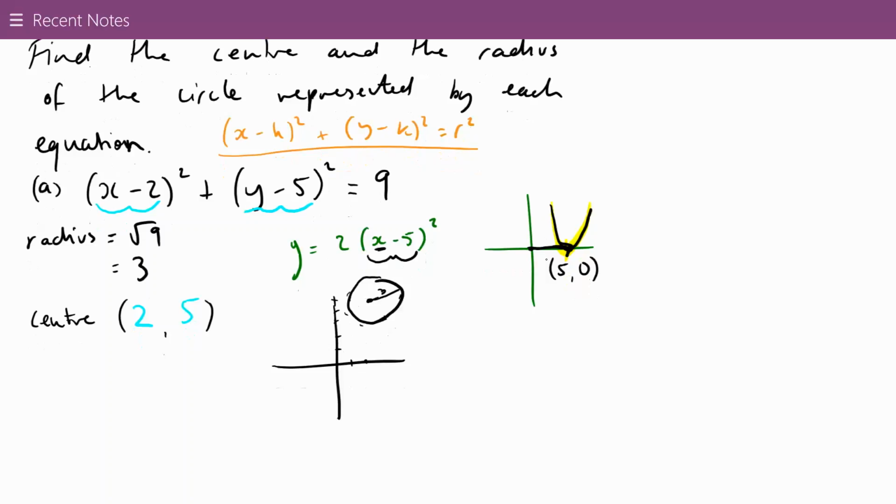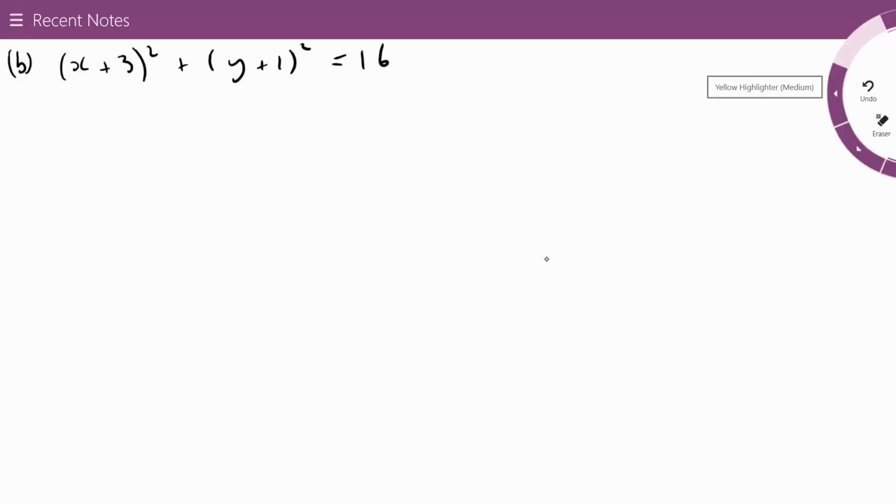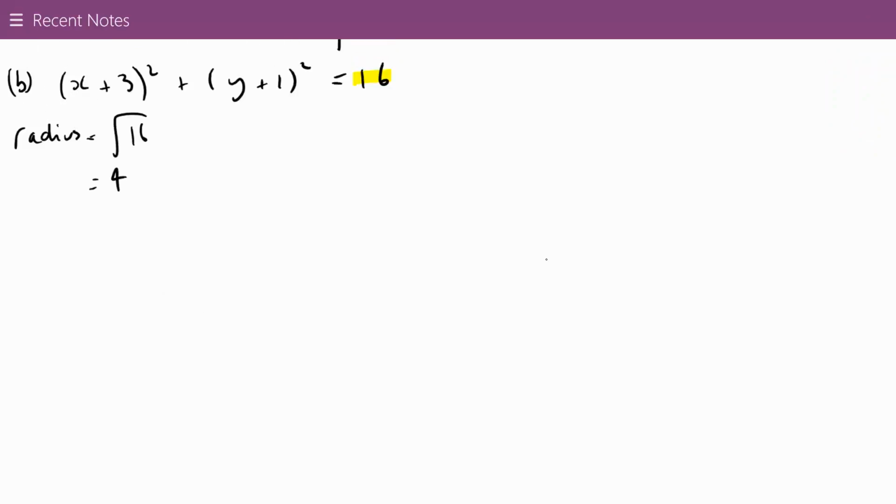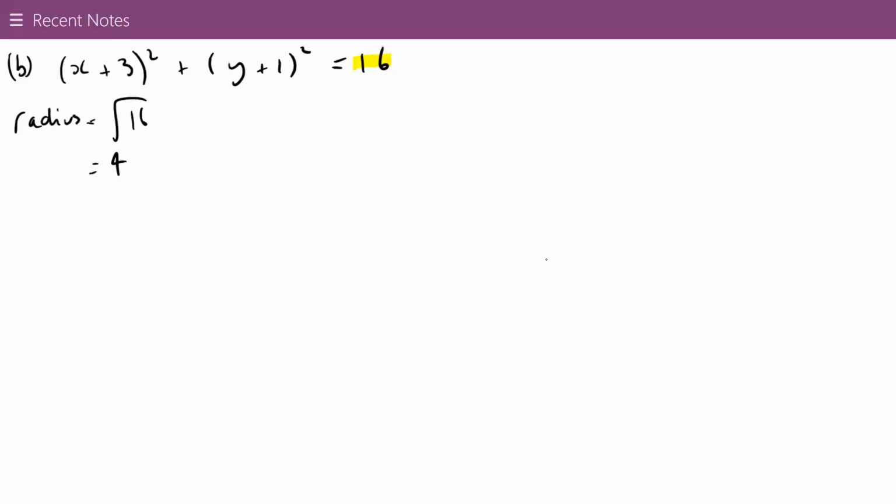Let's do another one. So we're finding the radius, and we're finding the center of a circle. This is part B, represented by (x plus 3) squared plus (y plus 1) squared equals 16. So let's deal with the 16 first, the radius. What squared gives me 16? Or in other words, the square root of 16 equals 4, because 4 squared is 16. So our radius is 4.